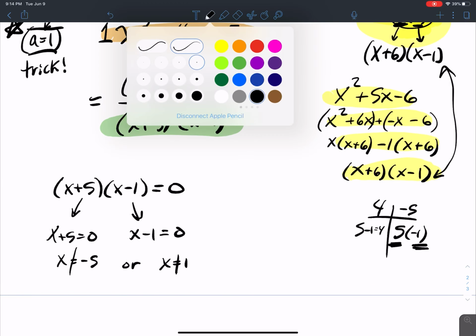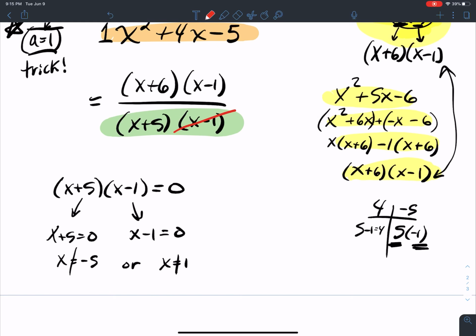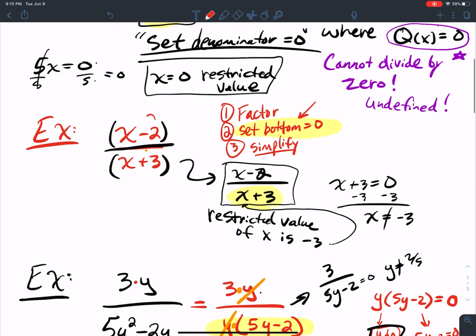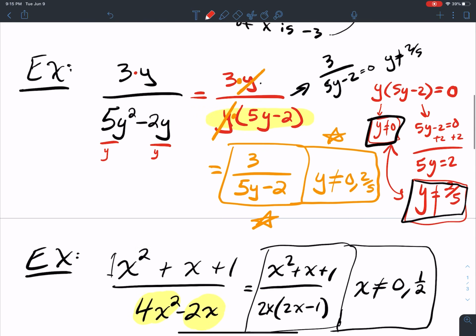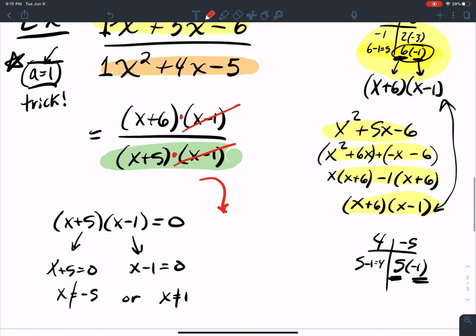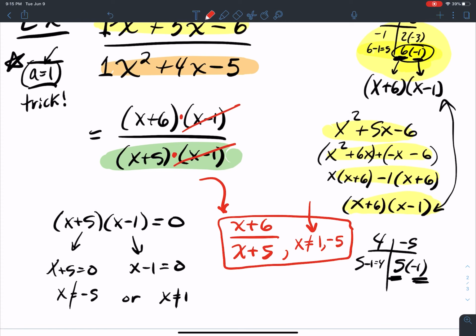Now, that being said, we can cancel. This x minus 1 factor cancels with that x minus 1 factor. Well, Mr. Clark, you said anything with a plus in there, we couldn't cancel, right? Well, what's different now? What's holding these two things together? It's multiplication again, guys. So watch out for that. So what does this simplify to? It's x plus 6 divided by x plus 5, as long as x is not equal to 1 and not equal to -5. So the restricted values are 1 and -5, and then it simplifies to x plus 6 divided by x plus 5. Okay?